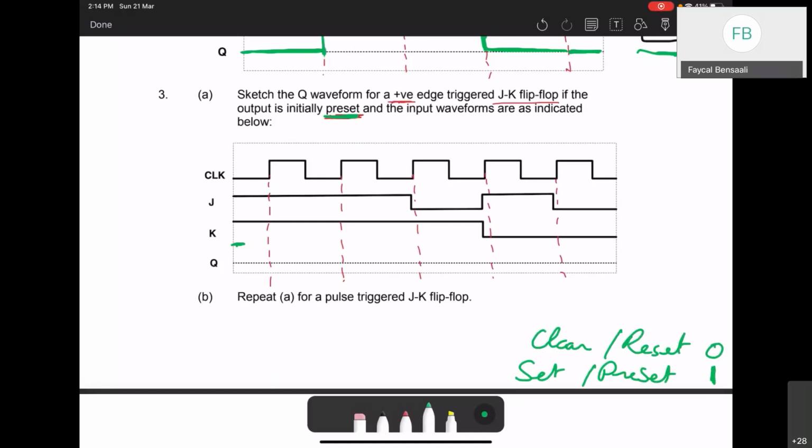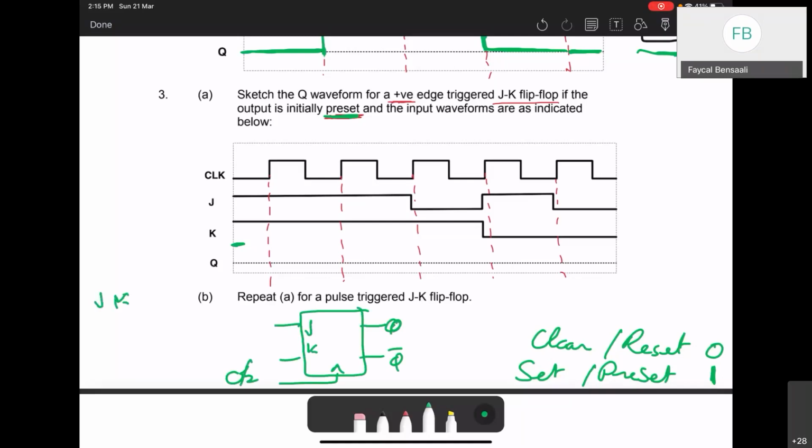Here we said preset, so we start with 1, and this is a JK flip-flop. Of course, you need to know the truth table for a JK flip-flop, and you should know what a JK flip-flop is. So we have J and K, we have clock, and we have Q and Q bar. Again, here we just want to draw the Q bar.